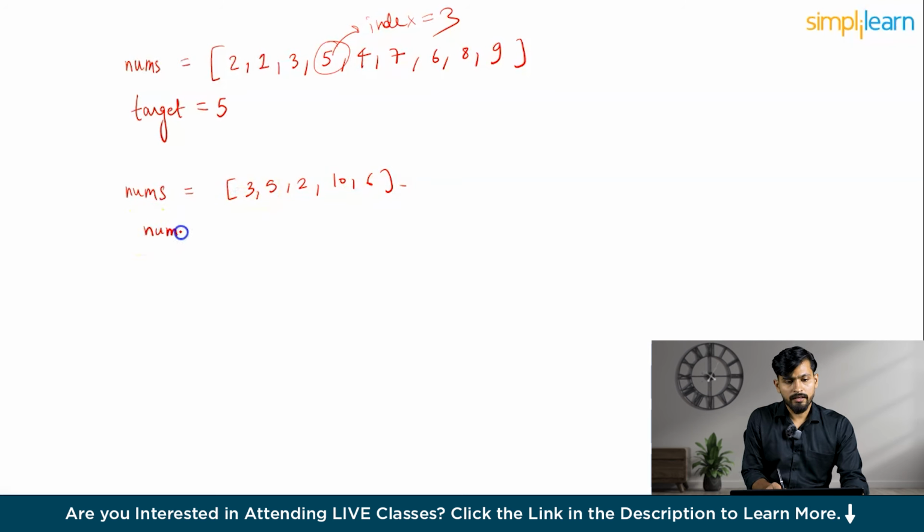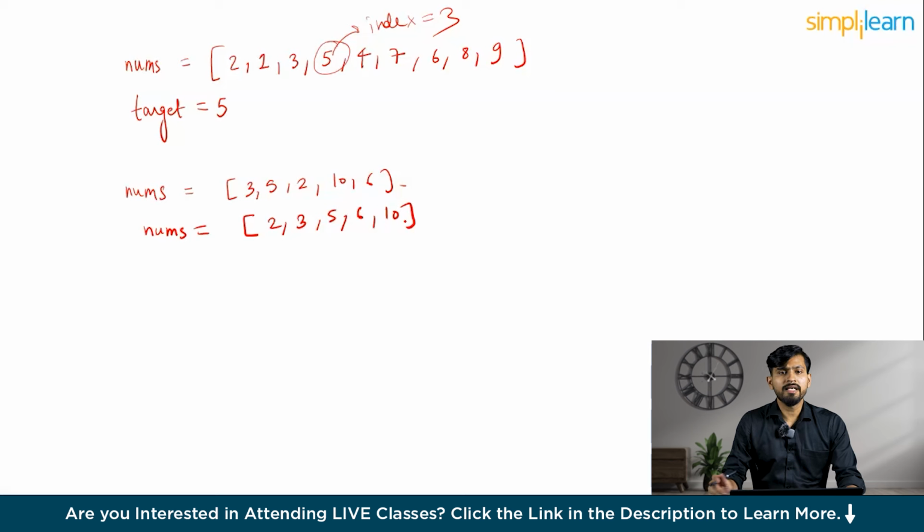So we say nums equals 2, 3, 5, 6 and 10. But however, each element in the nums can be misplaced by no more than one position from its correct sorted order. For instance, the element 2, which should be at index 0, is at index 2. Now, what is our task?